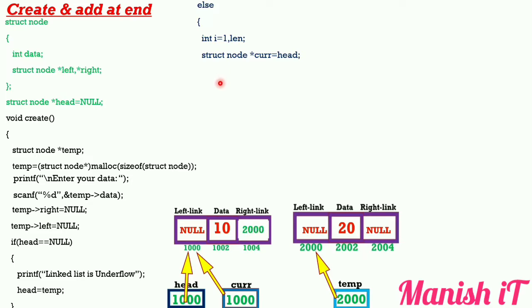Next we have to store, because we have to create a connection in between nodes. When you are storing the address of this temp variable, the base address of this temp node, you store it in this right part. So how to write your logic? current to right equals temp, which is 2000. Current to right is this null part. Whenever this null part is overwritten with 2000, the in-between connection is created.